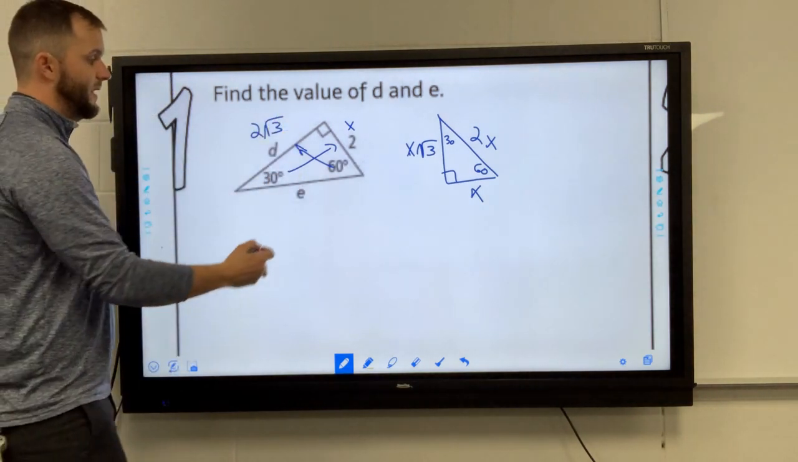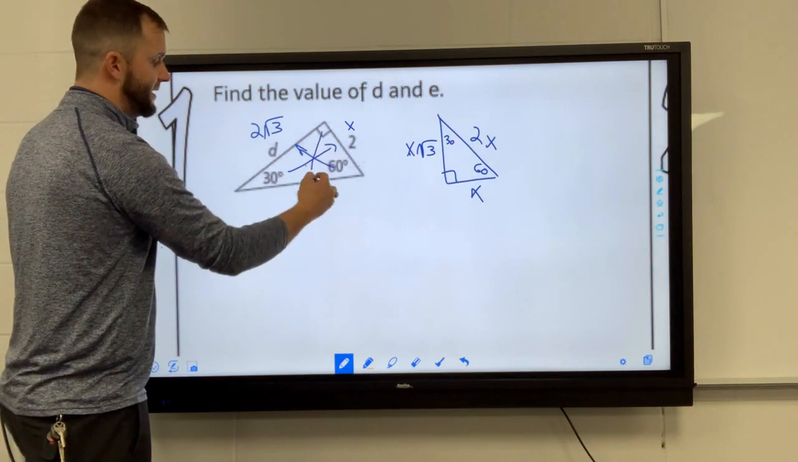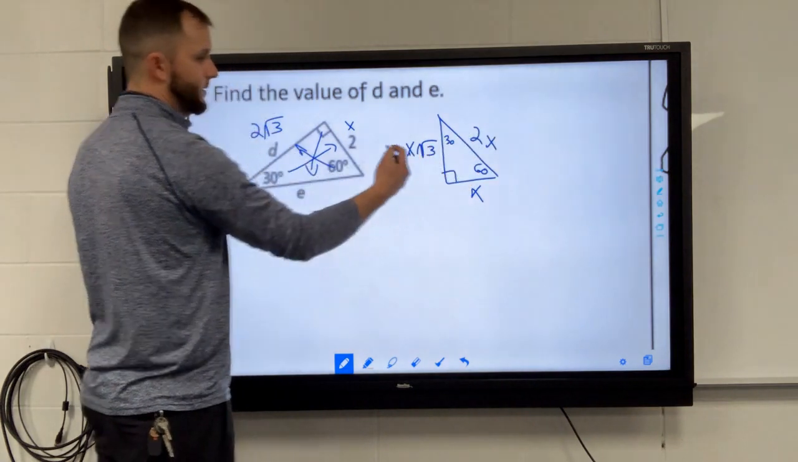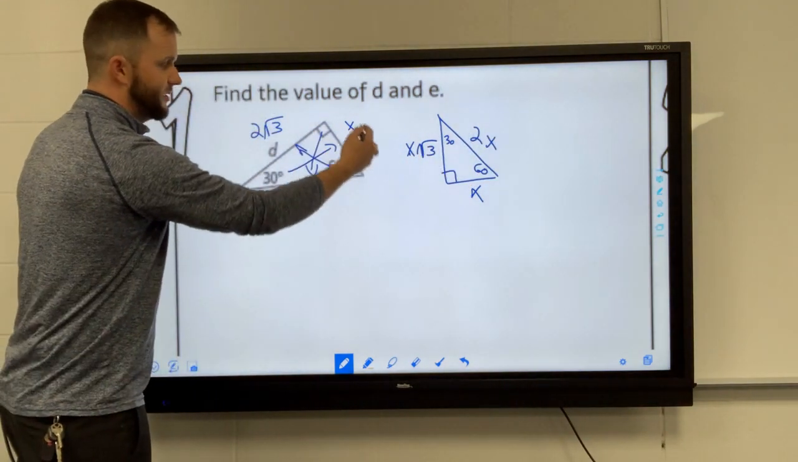Now lastly, on E, the side opposite of my 90 degree angle, opposite the 90 is going to be 2 times X. So right now, X is 2.